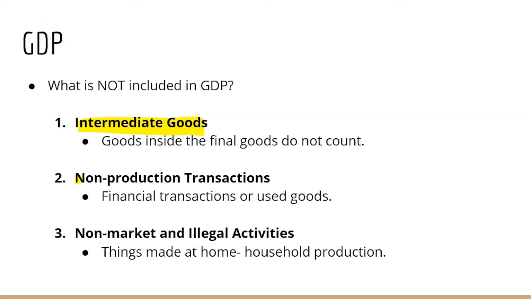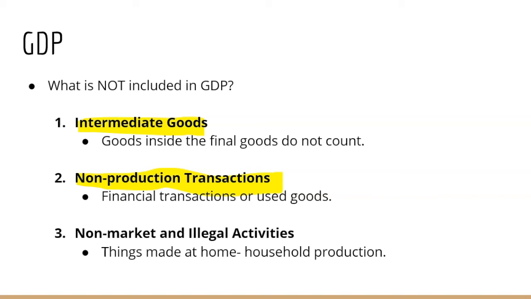Number 2, non-production transactions. In other words, these are financial transactions or used goods. So things like selling a bond or selling a stock or receiving interest. That stuff is a non-production transaction, and so that is not included in the GDP.